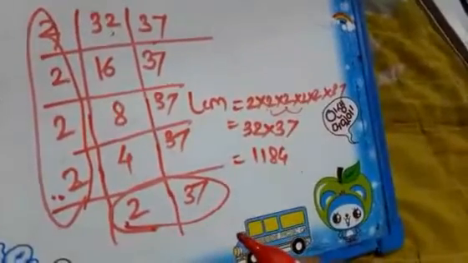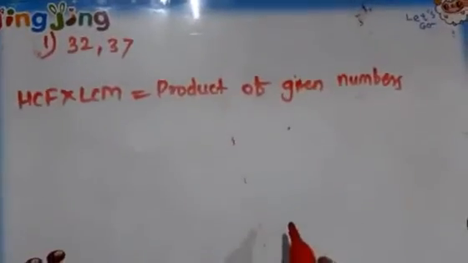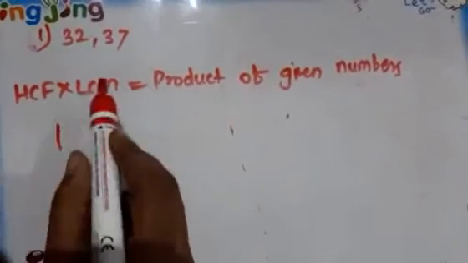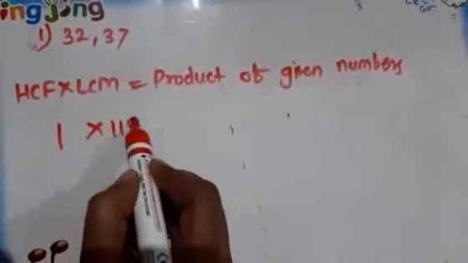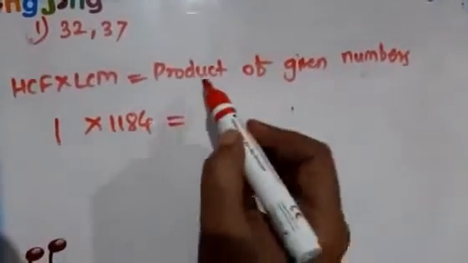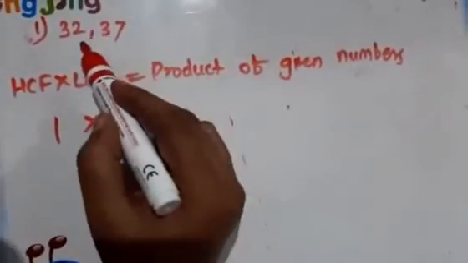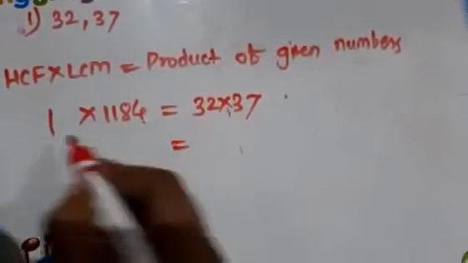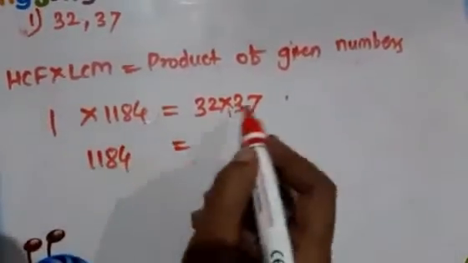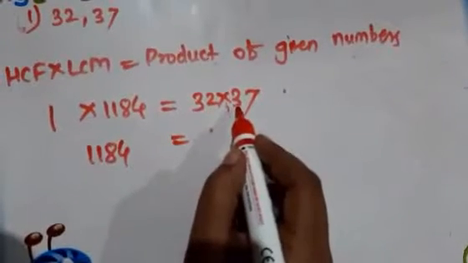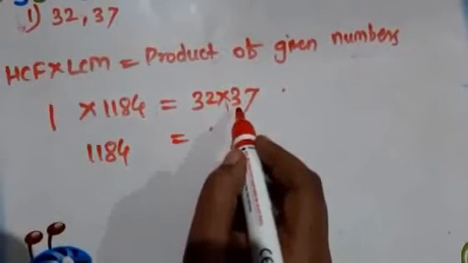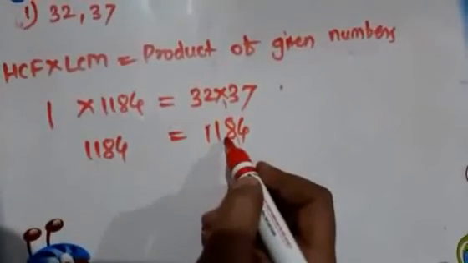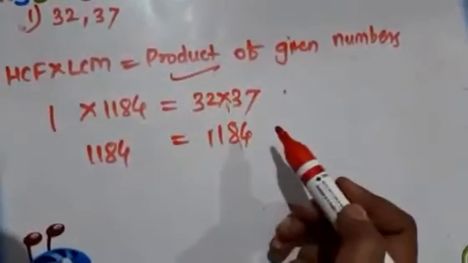Now we will verify the law. LCM into HCF is equal to the product of the given numbers. So we will check whether this is verified or not. The HCF we have calculated is 1. LCM is 1184, equal to the product of the given numbers. Given numbers are 32 and 37. So it will be 1184, the same number we got while calculating the LCM. So both numbers are the same. So our law is verified.